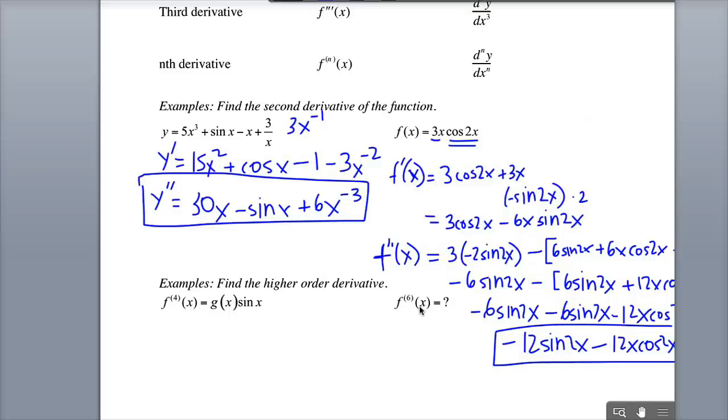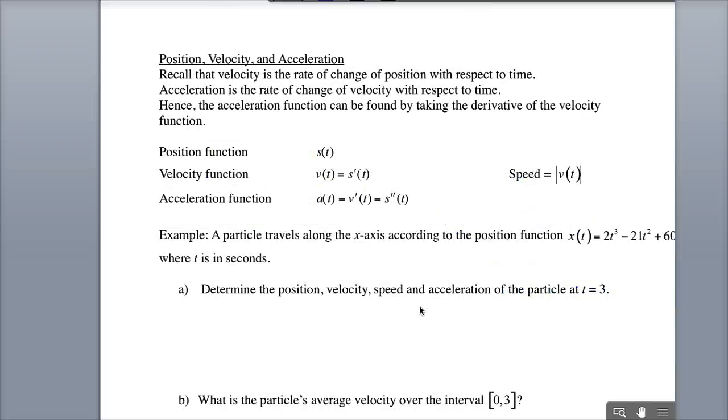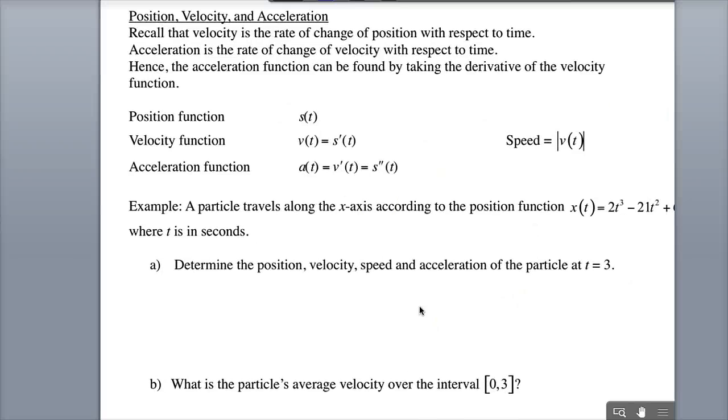So if I'm going to go to the next page, this is how they're related. Velocity is the rate of change of position with respect to time. Acceleration, its definition is the rate of change of velocity with respect to time. Hence, the acceleration function can be found by taking the derivative of the velocity function. So in other words, if the position function is, say, like s, velocity is the derivative of s.